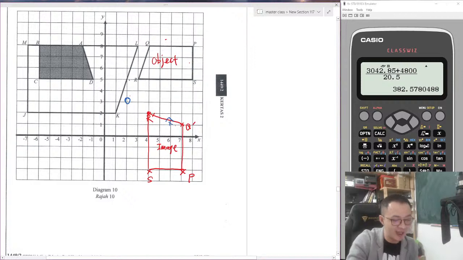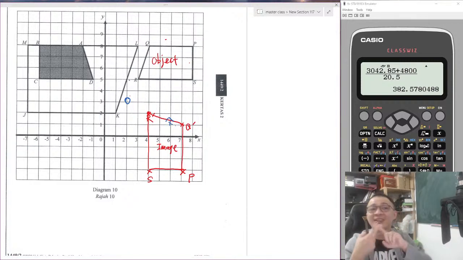Okay, so yeah, like what I said, how to find the center point is you need to draw two perpendicular bisector lines, and then you find the intersection point. Then that one will be the rotation point.